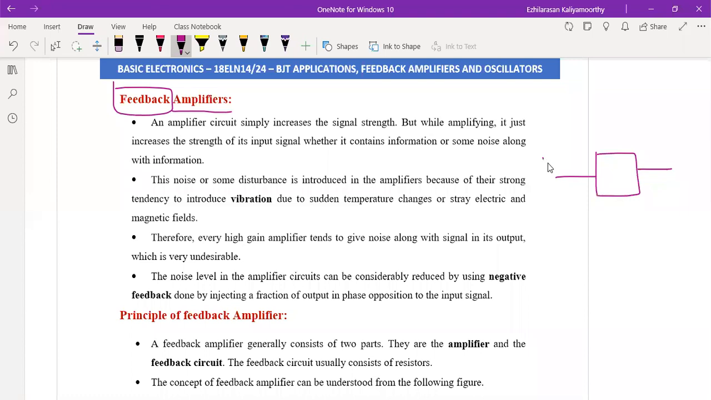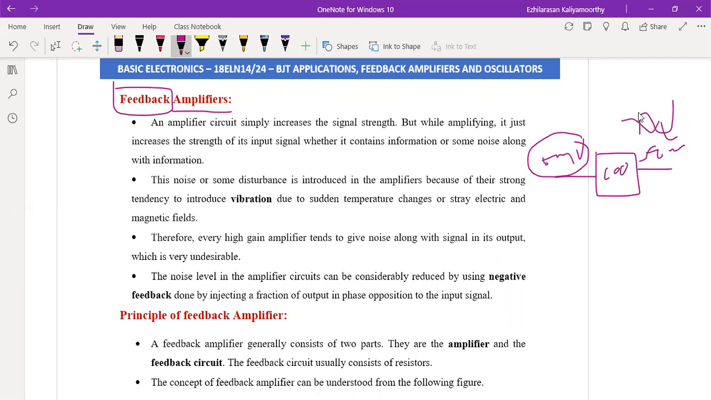What will happen if I give the input as 5 millivolt? If my gain factor is 100, then I will get 500 millivolt. It simply increases the signal strength. 5 millivolt becomes 500 millivolt. But while amplifying, it increases the strength of the input signal only, whether it contains information or noise. We cannot say the output voltage is amplified with the information only. Whatever input we are giving is modified, or some noise is also added.